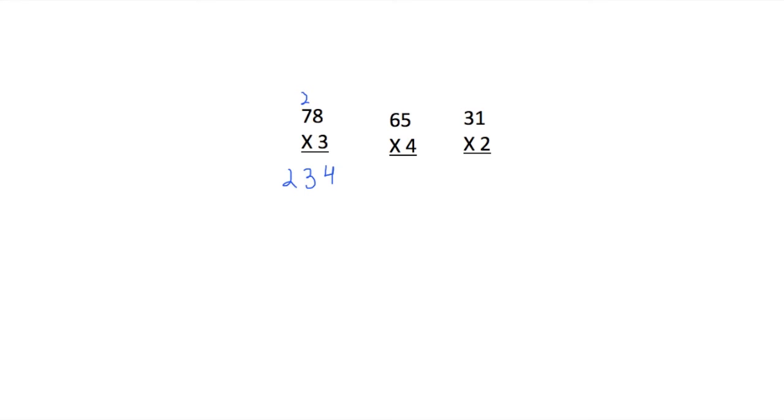There you go, that's our answer for this equation. Equals 234. Now for this equation, 4 times 5 equals 20, so 0, and then we're going to carry the 2 right here.